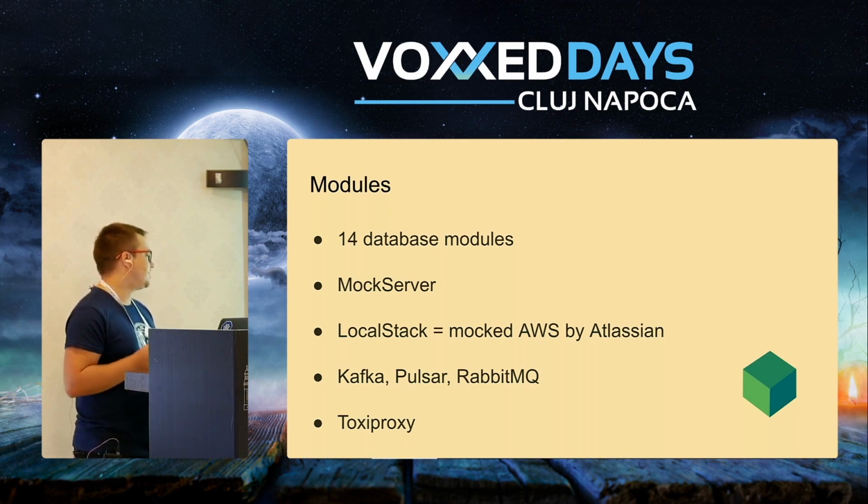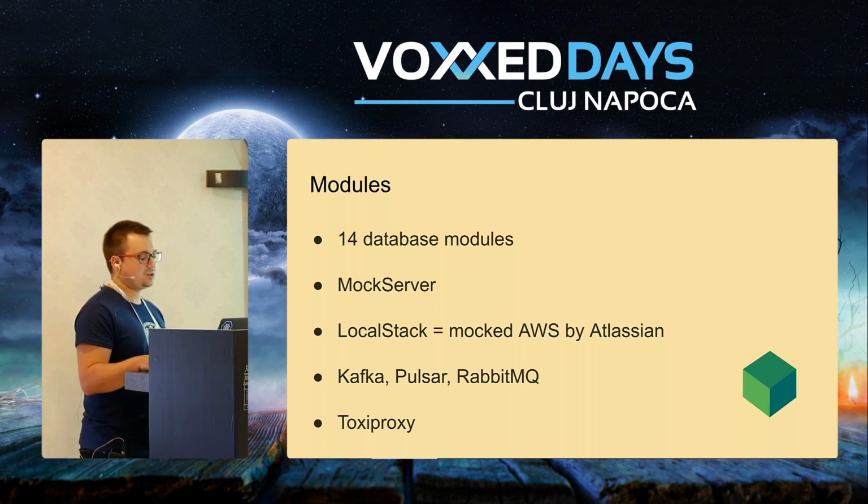Then there is Kafka, Pulsar, RabbitMQ, and Toxiproxy. Toxiproxy allows you to emulate unstable networks. So using this container, you can emulate how your app would behave if you put some instability in between your services, or in between your service and Postgres or Redis or any other.